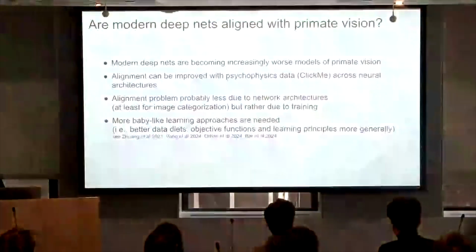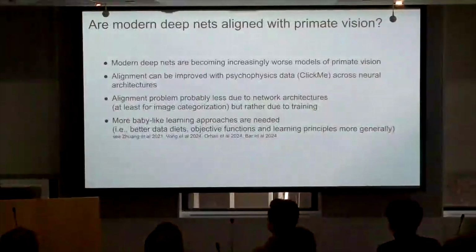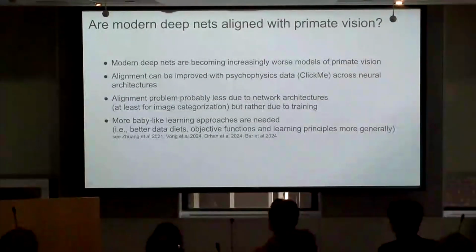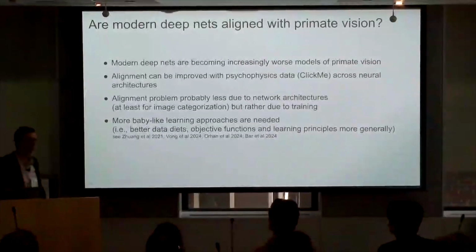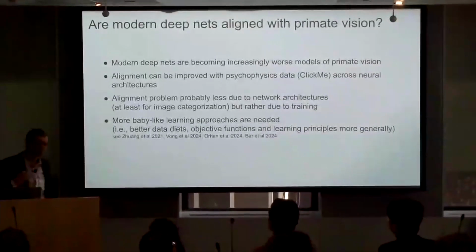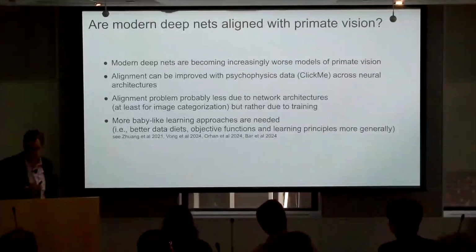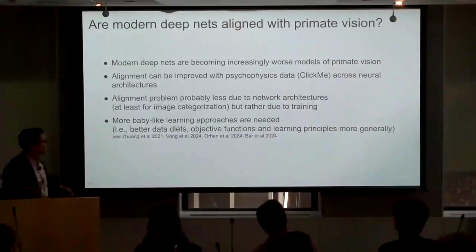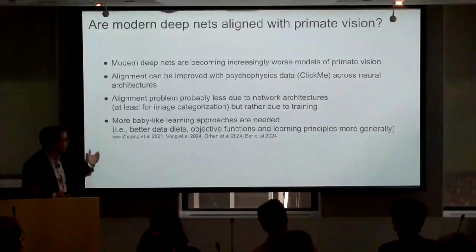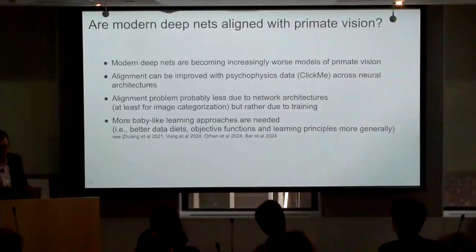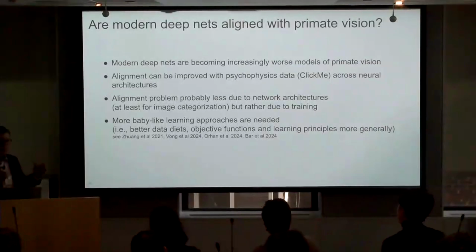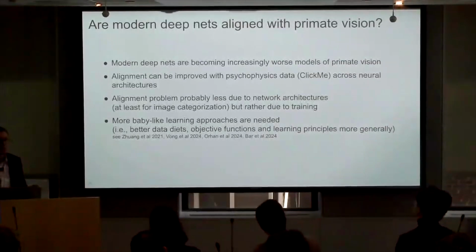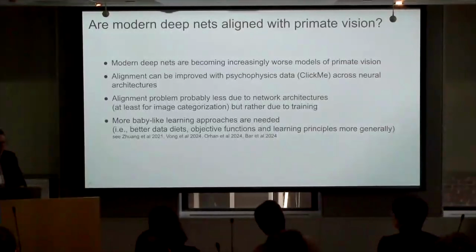All right. So the assumption we're working with here is that we need to rethink the way we train our models. And so we're going to be trying to emulate something that looks more like the kinds of visual experience and learning that human babies and primate babies experience. So the work that I'm about to describe will be about trying to figure out better data diets, objective functions, and more generally learning principles that would yield those models to better align with primate vision without having to bake this in as an explicit constraint.